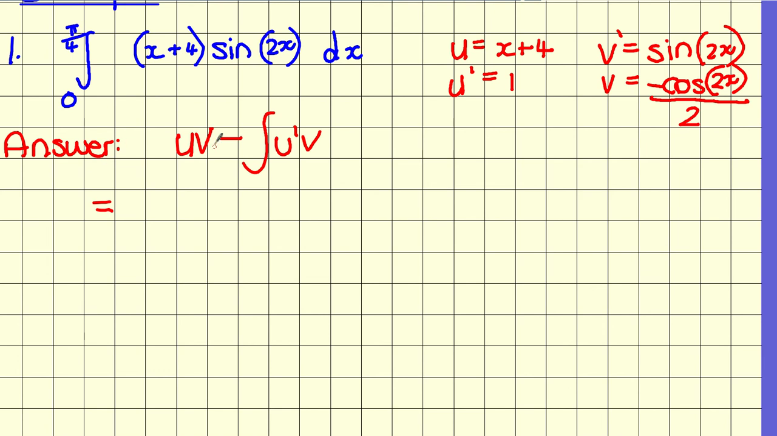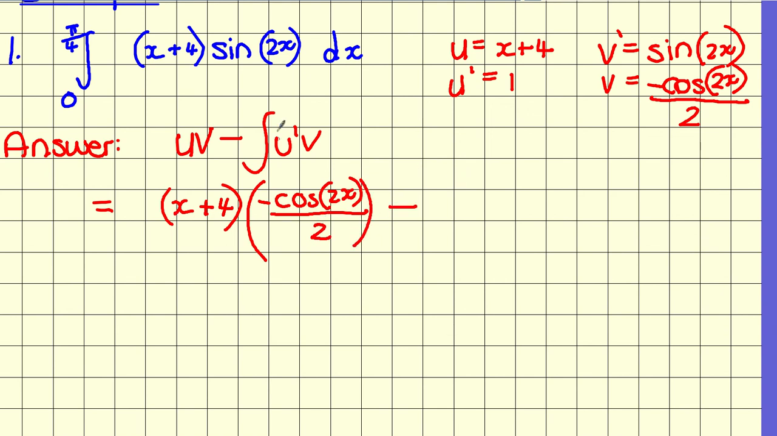Okay, so here you've got uv, so u is going to be x plus 4, so stick that in brackets. V is going to be your negative cos 2x over 2. Just like this. Okay, so that's your uv done.